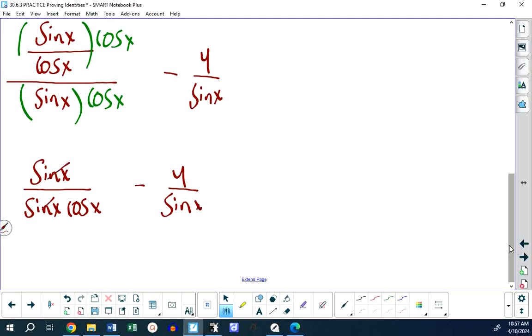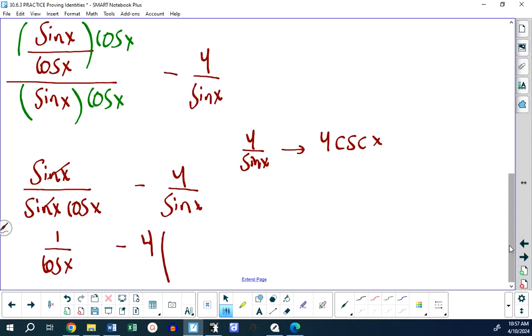The sine x's cancel, and you're left with 1 over cosine of x. And here you're left with 4 over sine of x. And I hope you see that 4 over sine of x is the same as 4 cosecant of x. And if it's not obvious that you're allowed to say that, then you can write 4 over sine of x as 4 times 1 over sine of x. And 1 over sine of x is cosecant of x. So that's how you get the answer there.